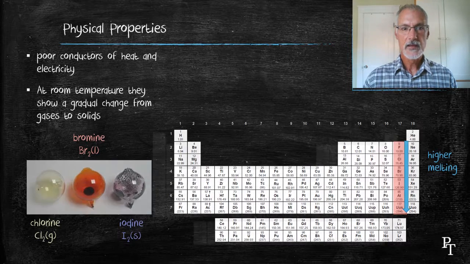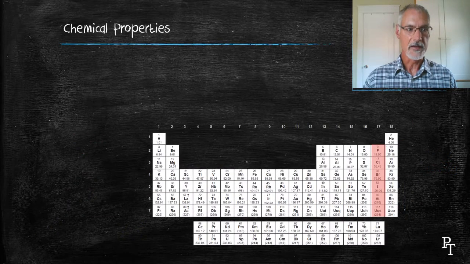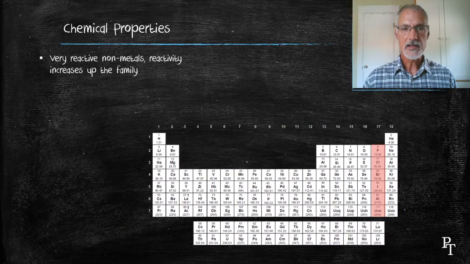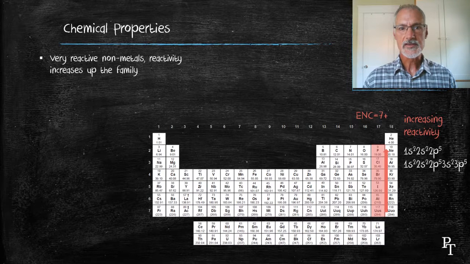Chemically speaking, this is a particularly reactive nonmetal family. That reactivity increases as we move up the table. If we take a look at why that happens, all members of this family have an effective nuclear charge of 7+. But the distance from the nucleus to the outer level electrons is increasing, as you can see here from the electron configuration of both fluorine and chlorine. That increased distance results in a decrease of attraction for electrons. All halogens want to gain electrons.